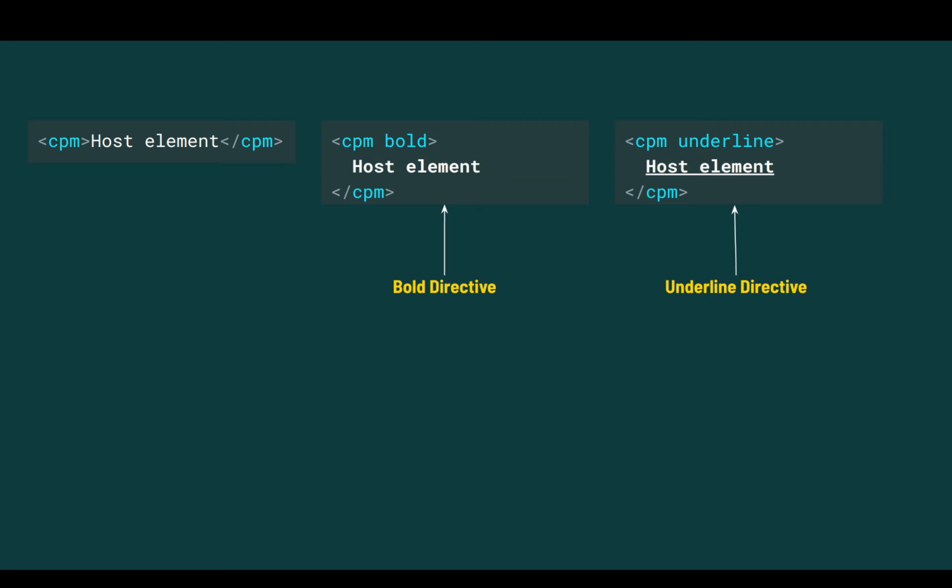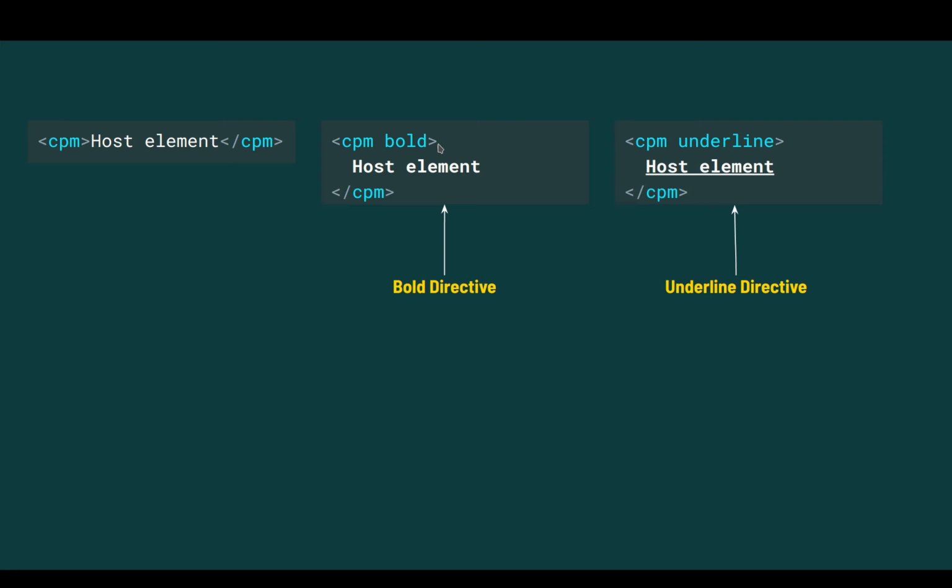And the code will look like this. Here we will have the bold directive, and here we will have the underline directive. The end result will be to have an element which will have the CMP, bold, and underline at the same time. This is the first approach.